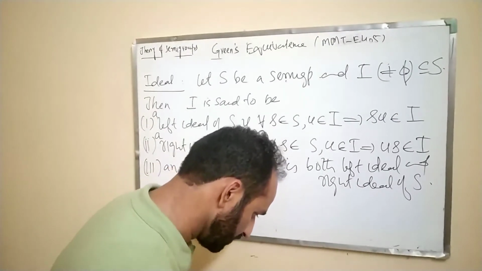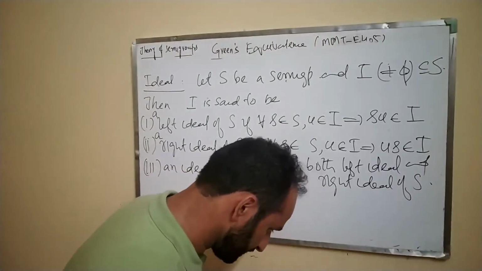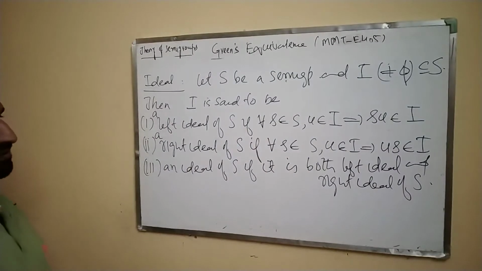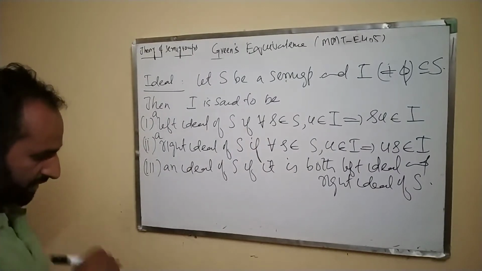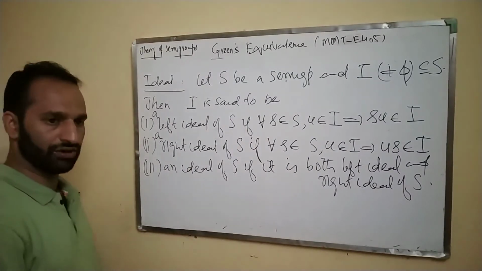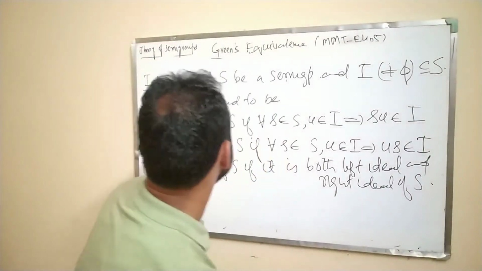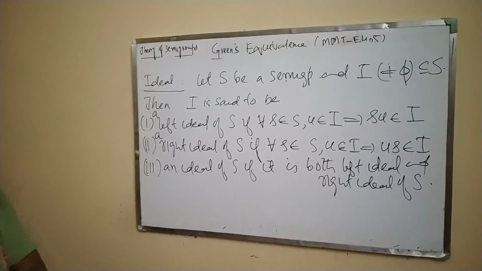Okay, now we come to Green's equivalences. There are some equivalences which we call Green's equivalences. Equivalence means the relation actually. So these relations are very important in the theory of semigroups.